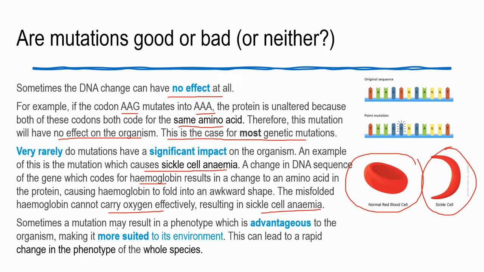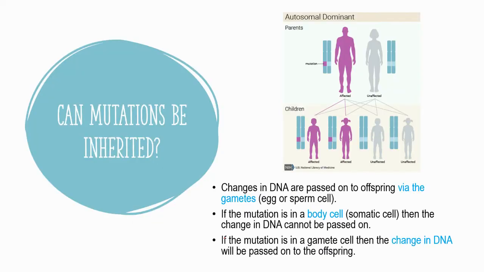So sometimes a mutation may result in a phenotype which is advantageous to the organism, making it more suited to the environment. This is interesting because it can lead to a rapid change in the phenotype of the whole species. So if it makes a difference to an advantage, a benefit for the individuals, then those individuals will survive better and be able to pass on their mutation to the next generation, and they will survive better and be able to reproduce. And so that might change the entire species or part of the species.